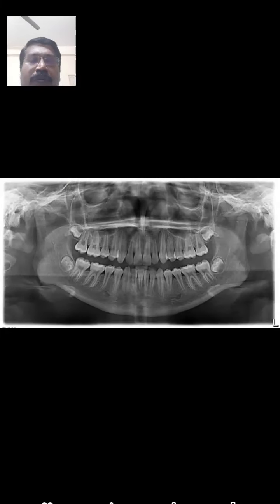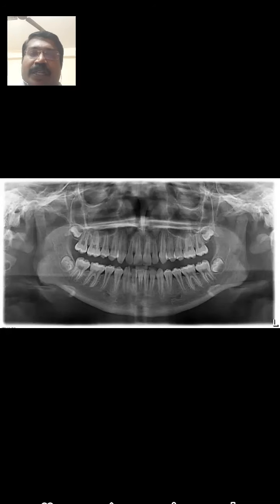Now let us see how to interpret a normal orthopantomogram or OPG. Interpreting an OPG should be systematic. We have to first see the osseous structures and surrounding soft tissues. First we should consider the osseous structures, that is the bony structures. Second is the alveolar process. Third is the teeth and the related structures.